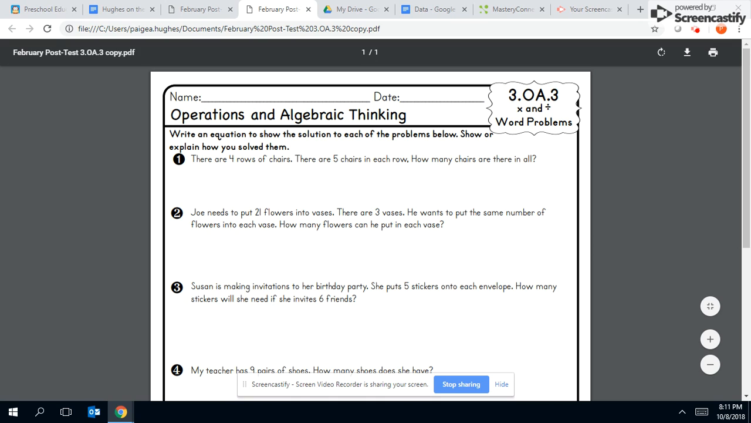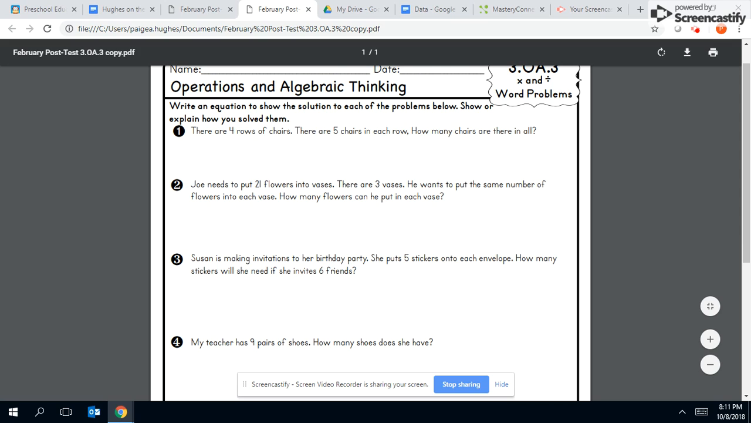It doesn't make sense to add 4 plus 5, so we're going to draw an array that has 4 rows, and inside of each row, there'll be 5 chairs. So I can multiply 4 times 5. I'll have 4 groups of 5. To solve this problem, I can skip count by 4 5 times, or I can skip count by 5 4 times. Okay?